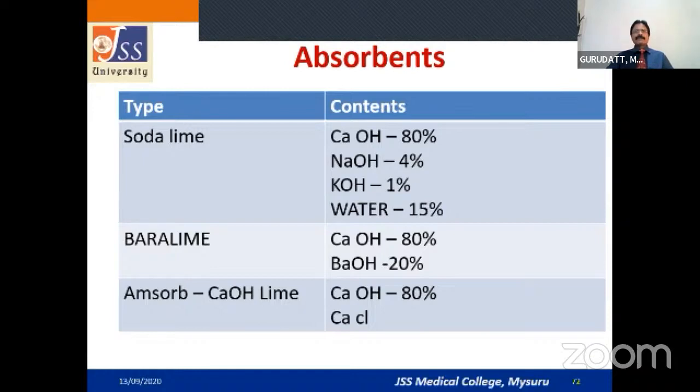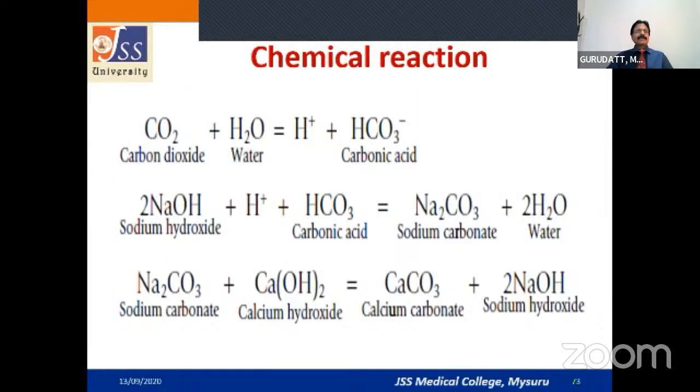So what is the chemical reaction that occurs with these? Usually the carbon dioxide combines with water in the soda lime to form carbonic acid. The carbonic acid reacts with sodium hydroxide to produce sodium carbonate and water. Again, there is a regeneration of sodium hydroxide, because sodium carbonate will react with calcium hydroxide to produce calcium carbonate and sodium hydroxide. So this is the usual chemical reaction when you are using soda lime.